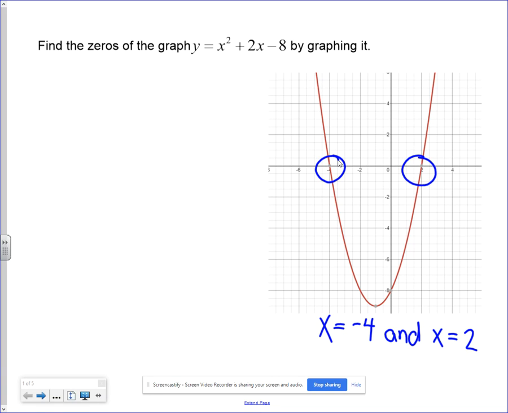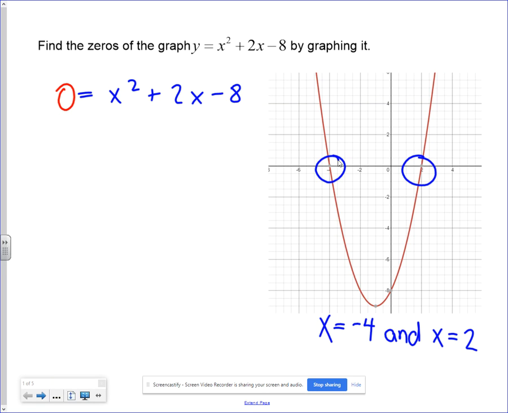Now, what it means to be a zero is these are the values of x that make the y value 0. So if we took this equation, y equals x squared plus 2x minus 8, and I plug 0 into y, I can find the zeros by hand without graphing it. So we got this equation here: 0 is equal to x squared plus 2x minus 8. So we want to solve this equation.